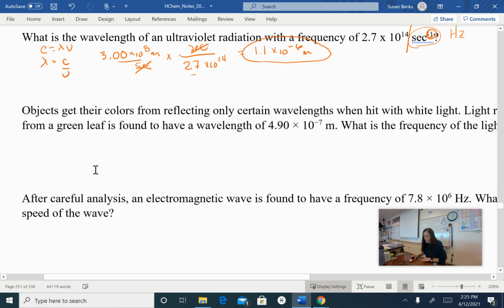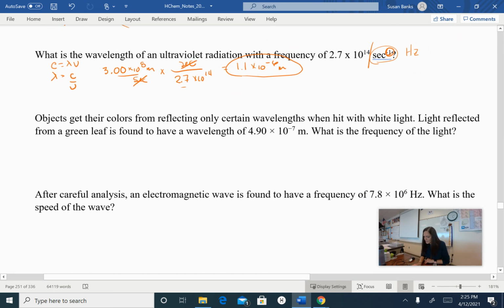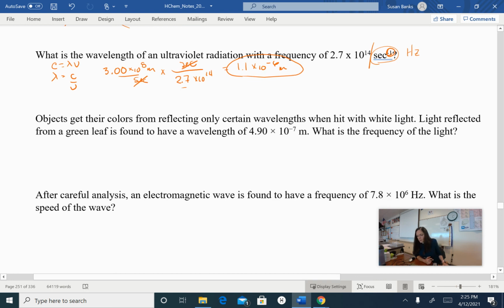Okay, objects get their colors from reflecting certain wavelengths when hit by white light. Light reflected from a green leaf is found to have a wavelength of 4.9 times 10 to the -7th meters. What's the frequency? So you know that light from a green leaf, it's actually absorbing the red and the yellow and the orange and reflecting the green. And that's why it looks green to your eye.